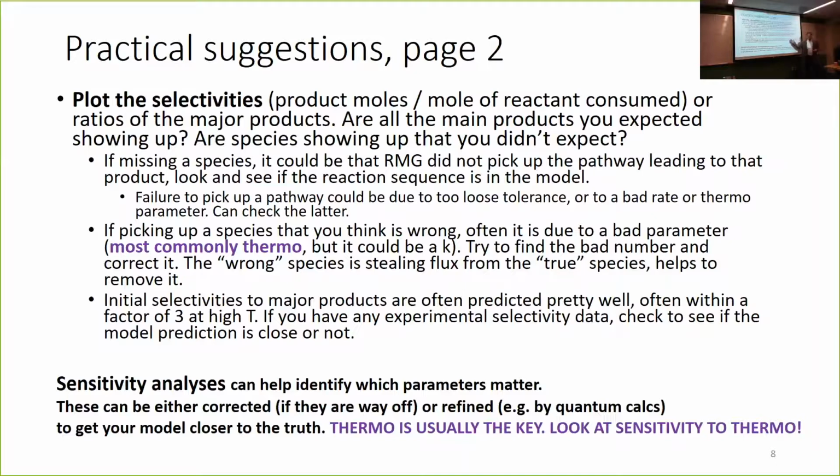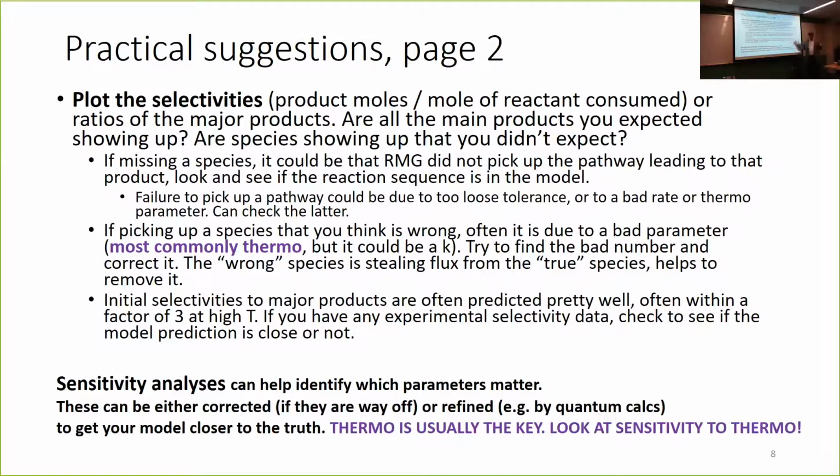Now, when you have a model that's reasonable, where all the major species seem reasonable and there's no crazy species, in my experience, very often when you look at the selectivities, they're actually very reasonable. In fact, at high temperatures, very often we get predictions within a factor of 3 of the experimental numbers. We actually run a GC and see what the products are. So you should be pretty good at this point if you've gotten rid of all the crazy stuff.